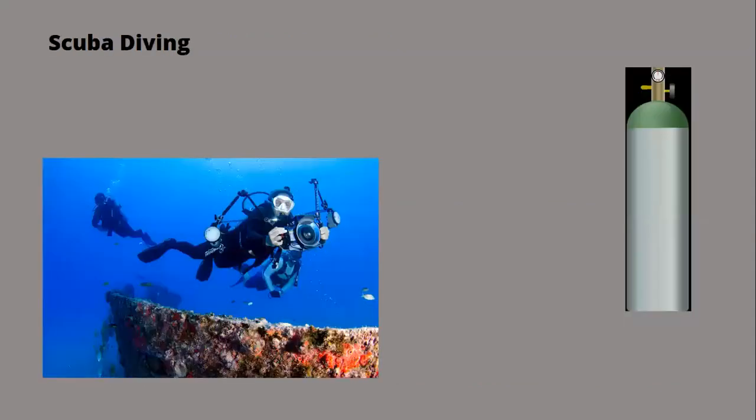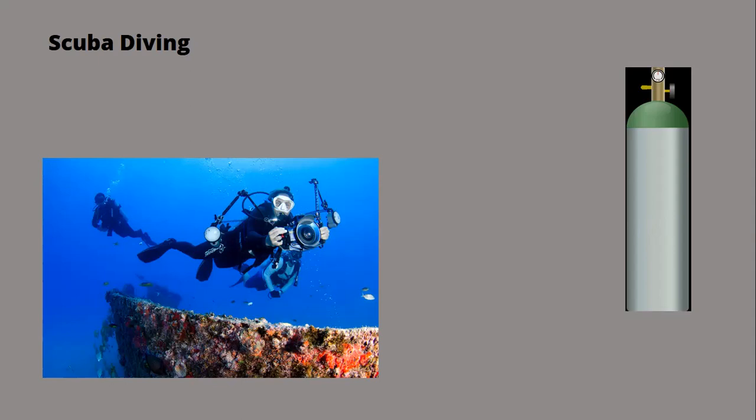The next one is scuba diving. Basically, scuba divers get into water and go deep diving to see what's happening down there. As they go deeper into the ocean, the pressure starts to increase. This increase in pressure leads to an increase in the solubility of various gases.